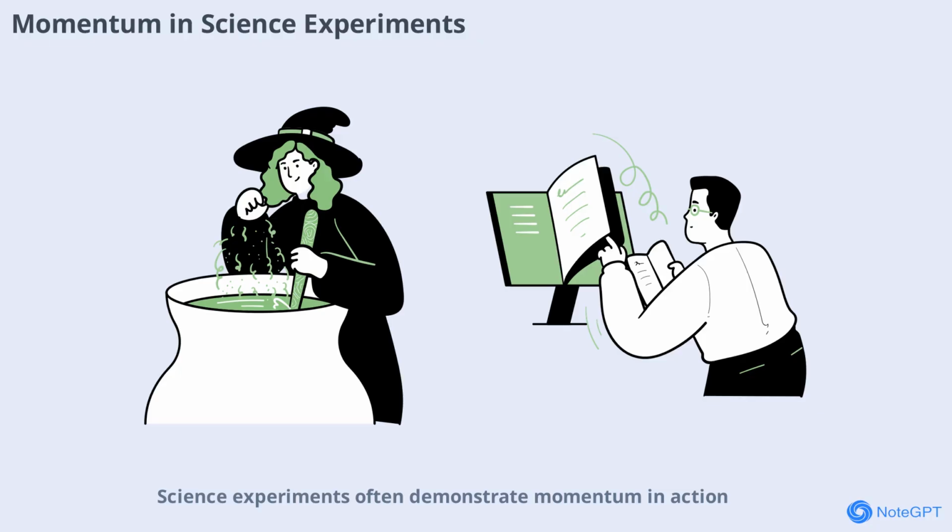Science experiments often demonstrate momentum in action. From rolling marbles to launching rockets, students and scientists observe how mass and velocity affect motion. These hands-on activities make the concept of momentum clear and memorable.